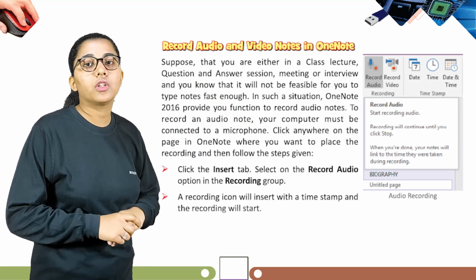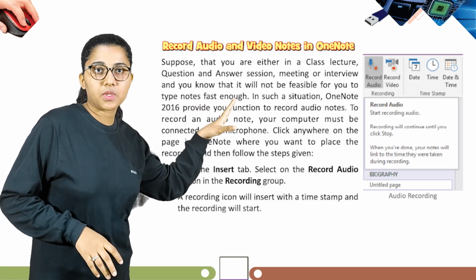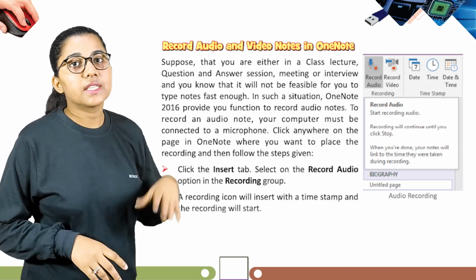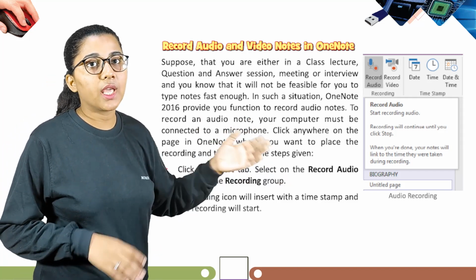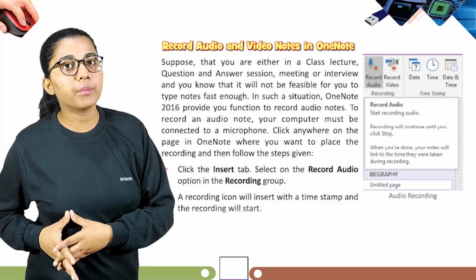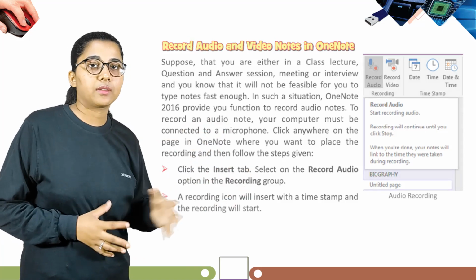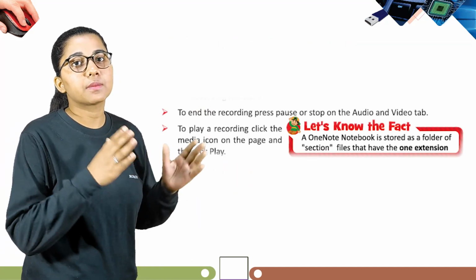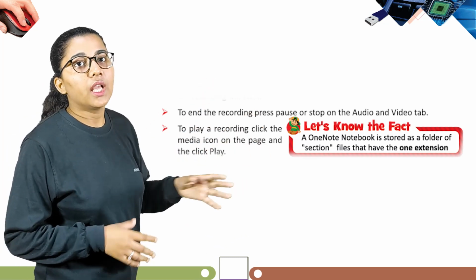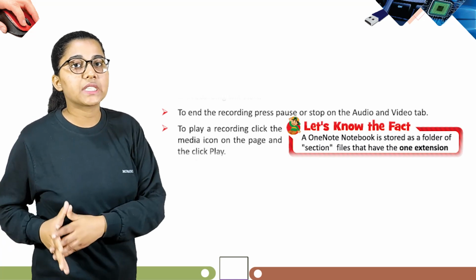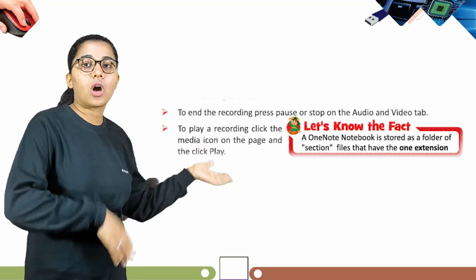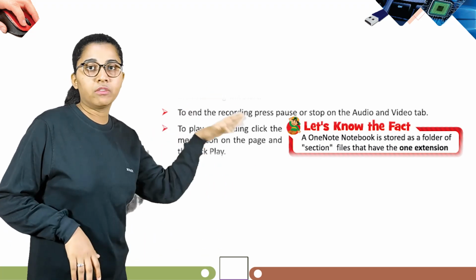If you want to record your audio, follow the steps given here. First, click the Insert tab, then select the Record Audio option in the Recording group. A recording icon will be inserted with a timestamp and the recording will start. To end the recording, press Pause or Stop on the Audio and Video tab. To play a recording, click the media icon on the page and then click Play. So students, this is how you can record or play your recording in OneNote.